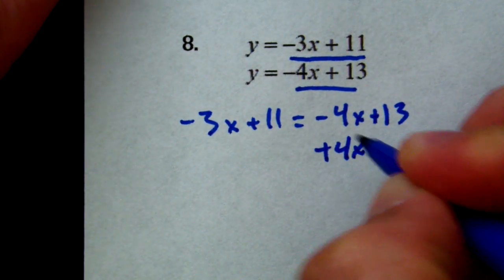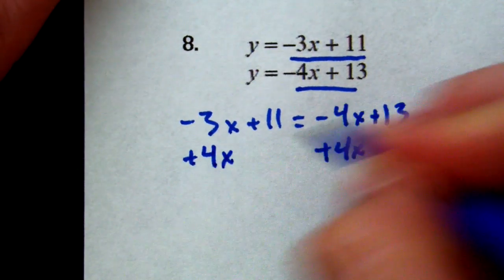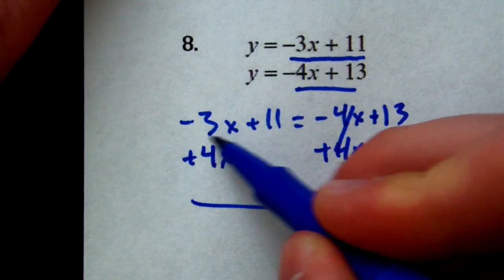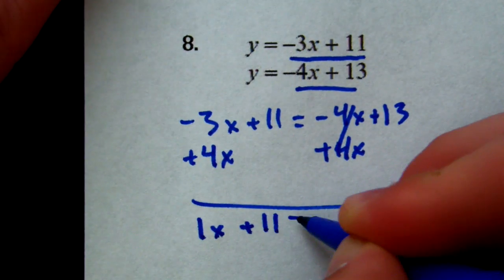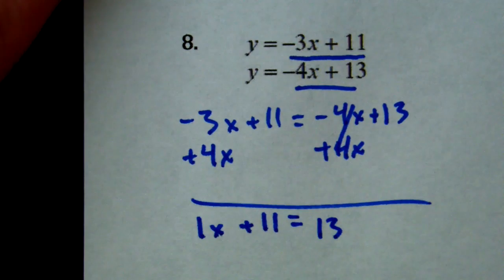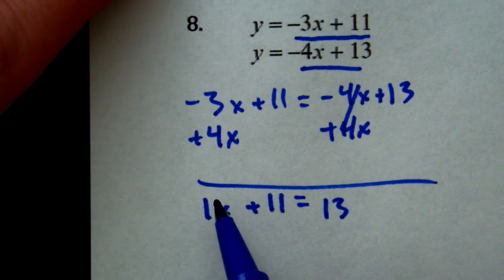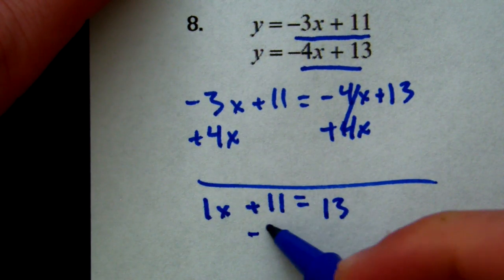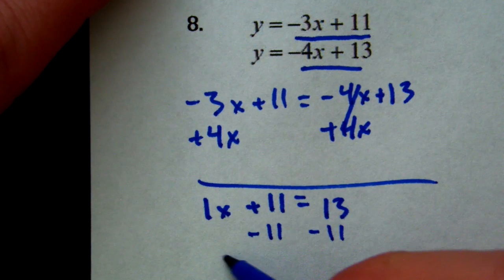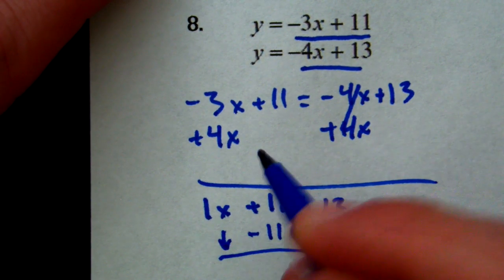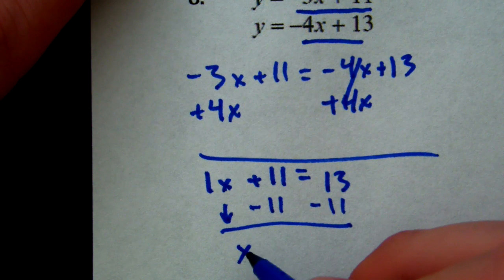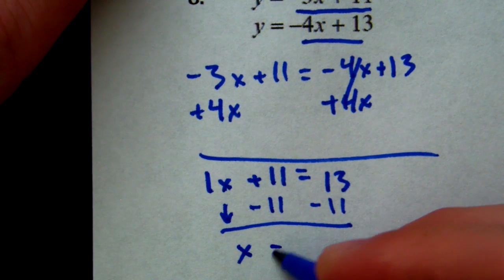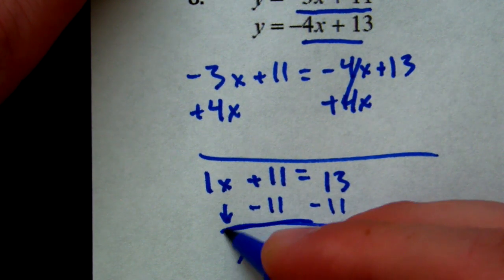So I'm going to add 4x because we want the variables on one side. Cancel here. Negative 3x plus 4x gives us 1x plus 11 equals 13. Now, I want to get the x by itself, so I need to move this plus 11. I'm going to do that by subtracting 11. We drop this down. We can just write x. The 1 is invisible. It's a positive 1, so we don't need to do anything. We can just rewrite it, and 13 minus 11 is 2.